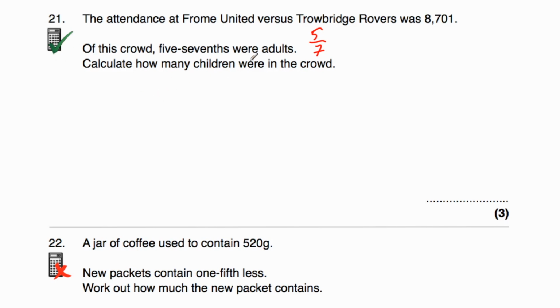So this is a calculator question. So let's start by finding out how many adults there are. So we've got 8,701, and let's work out 5/7 of that number. So we'll divide by the bottom and times by the top.